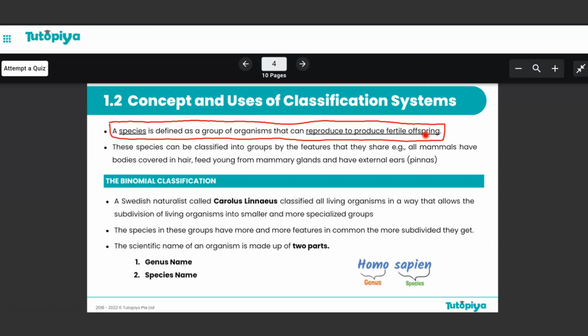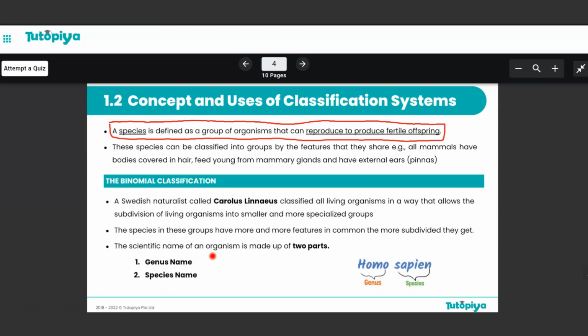Now, when talking about classification, there's an important scientist who contributed a great deal to classification, a Swedish scientist named Carolus Linnaeus. Now, Linnaeus, basically what he did was he classified all living organisms in a way that allows the subdivision of them into smaller and more specialized groups. So he introduced a successful system of classification. And after doing all this classification, he even went to the extent of assigning a scientific name to every organism.